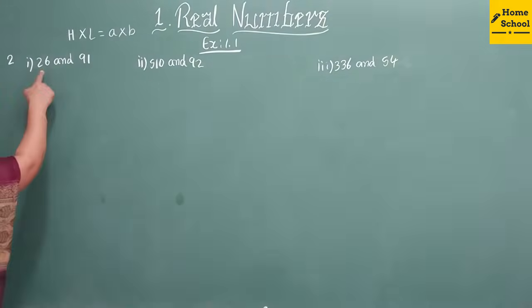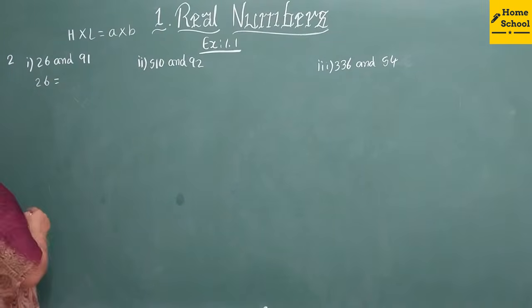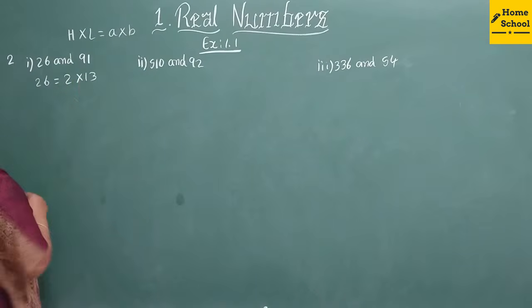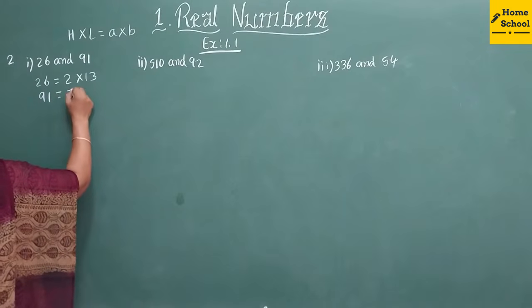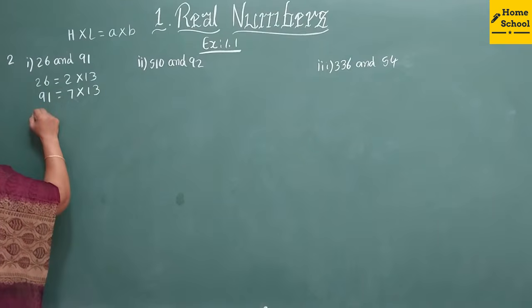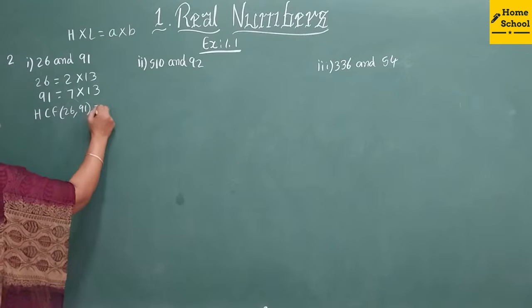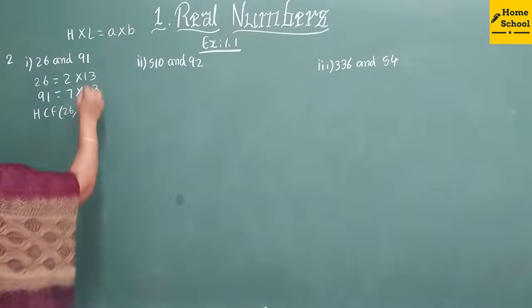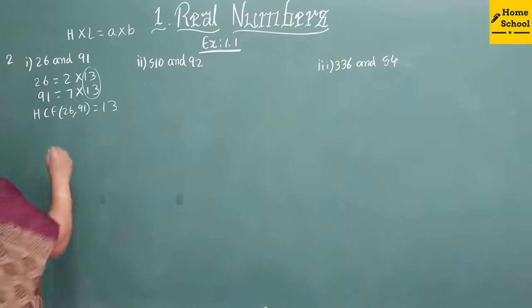First one, 26 and 91. 26, split in the form of product of prime numbers: 2, 13s are. Right. 91, again you can write it as 7, 13s are. So coming to the HCF of these two numbers, 26 and 91, what is the common number among these factors? 13 is common, right? So this is your HCF.